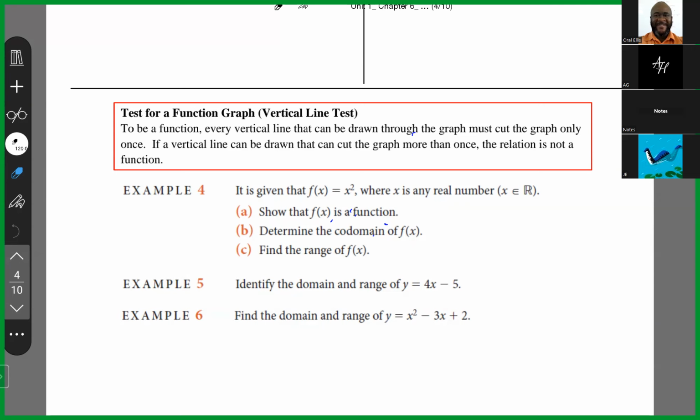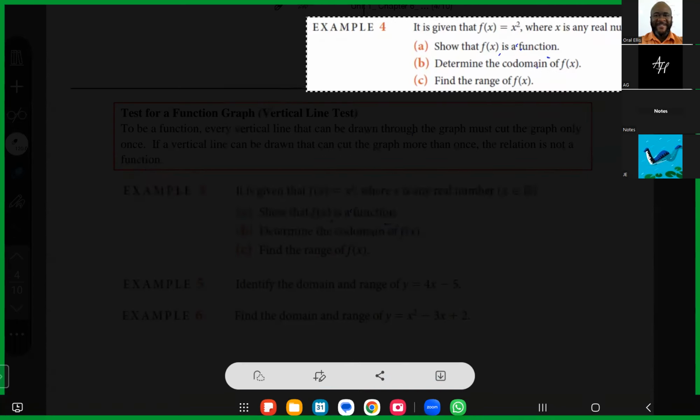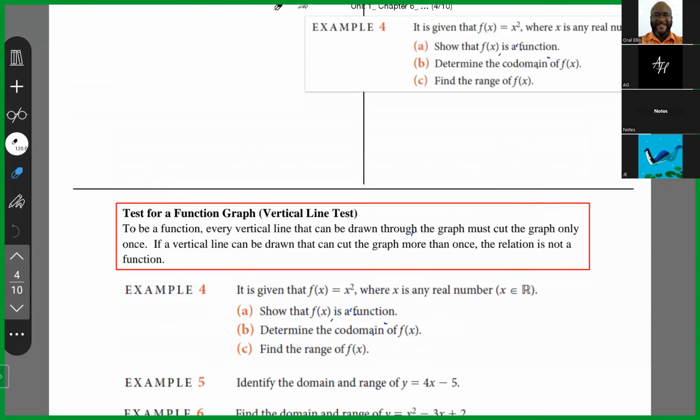So if a vertical line can be drawn that can cut the graph more than once, the relation is not a function. All right, we're going to have a look at example 4. And then I'm going to ask you to look at examples 5 and 6. I'm just copying example 4 so I can always see it. So example 4, I'm going up to the top.